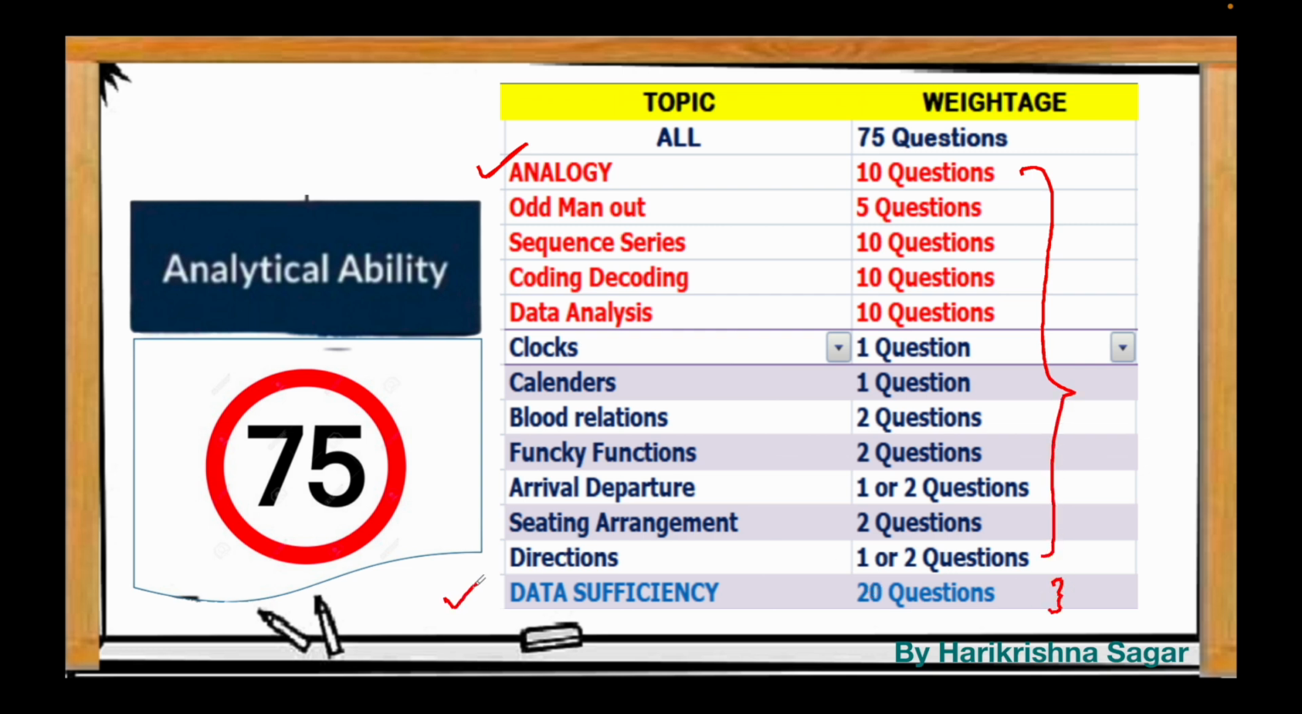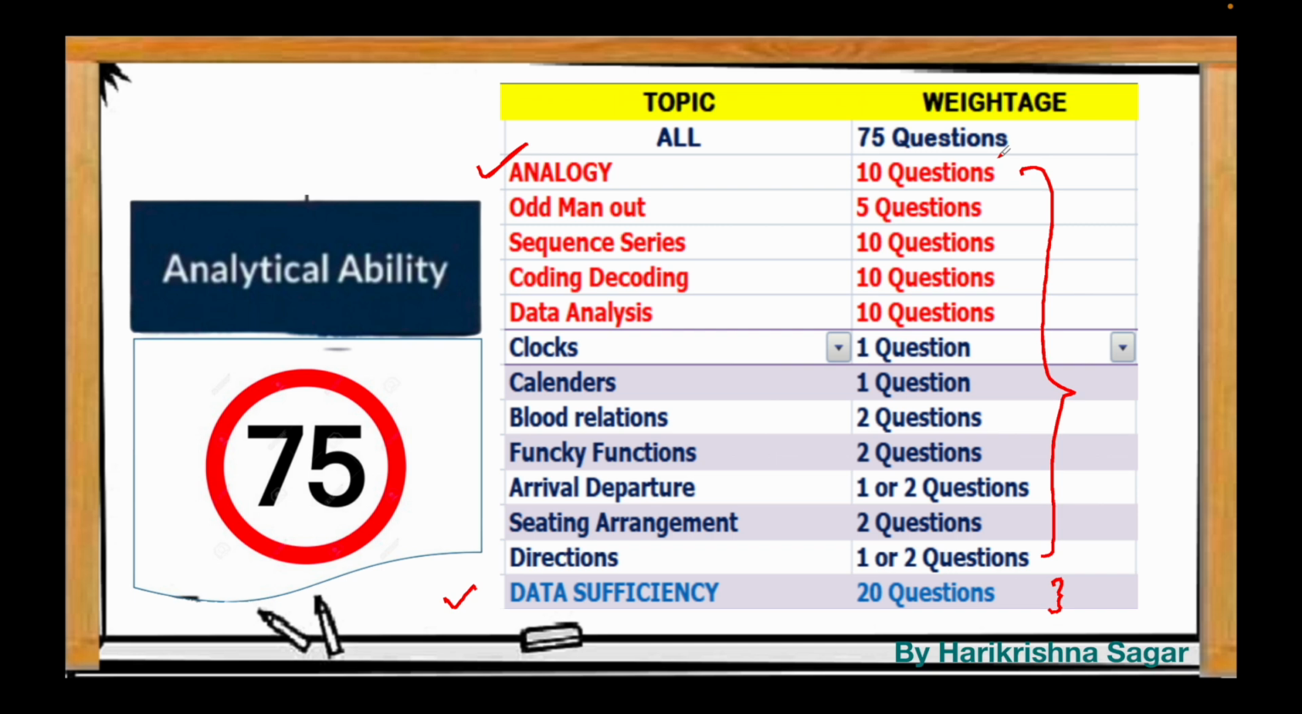Data sufficiency is question number 1 to 20, but I am not starting with data sufficiency because it requires some other knowledge of quantitative aptitude and logical reasoning sections. Without having that knowledge, if I discuss data sufficiency, there is no use, no one will be able to understand. That is the reason we are going to discuss data sufficiency at the end of this series. And now I am starting with the logical reasoning and problem solving module, that is analogy.